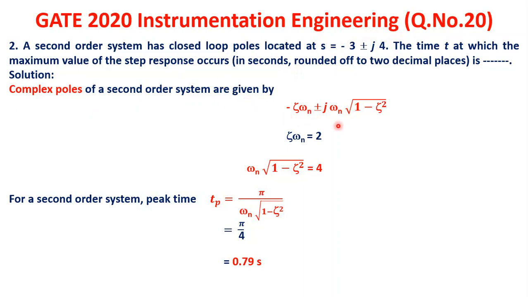We know it is given by minus zeta omega n plus or minus j omega n root of 1 minus zeta square. Therefore if we compare, zeta omega n is 3, omega n into root of 1 minus zeta square is 4. For a second order system subject to unit step input, peak time is pi by omega n root of 1 minus zeta square. So pi by 4, which is 0.79 second. It's a very simple problem.